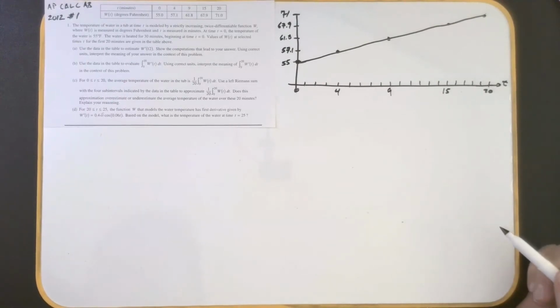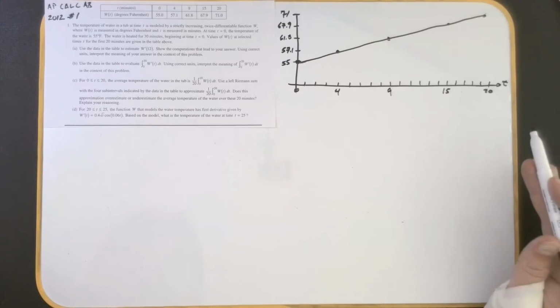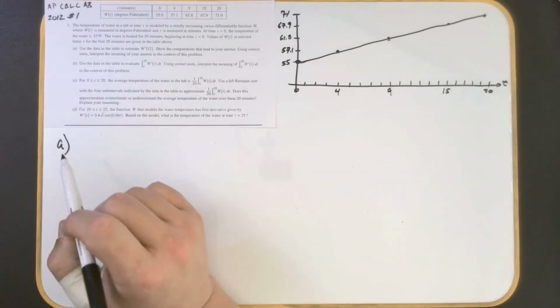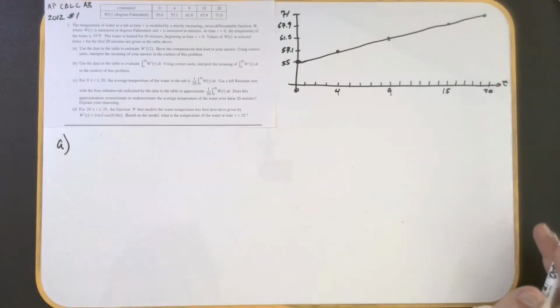Alright, so we need 20 minutes, we're all set, a tub of water being heated up. And again, the function represents the temperature of the water at a given time. Keep that in mind. So let's jump in. Part A: use the data to estimate W prime of 12.